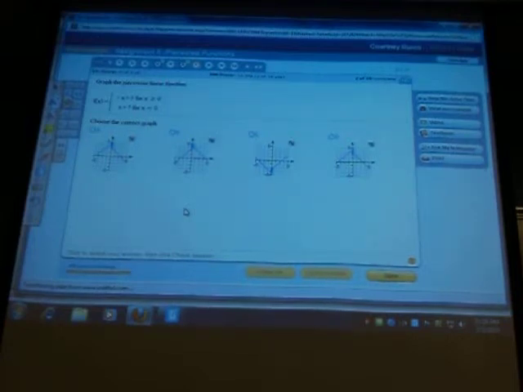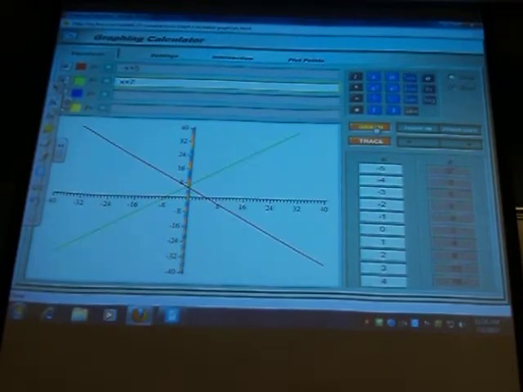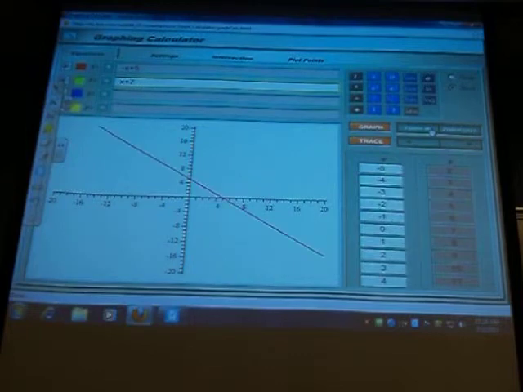This is a short homework. Okay, so negative x plus 5 and x plus 7, let's graph those. Okay, let me zoom this back in actually.